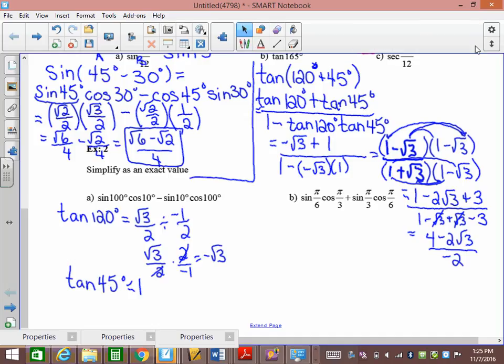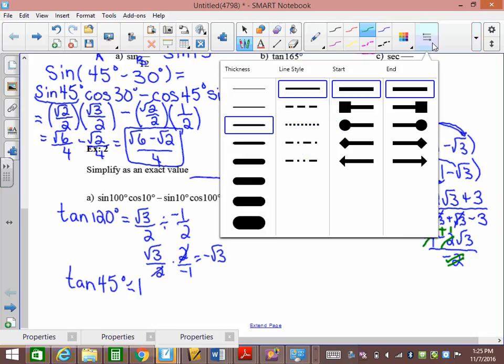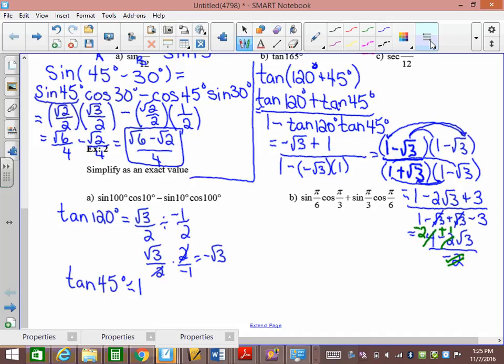I'm going to take out a negative 2 so that I'm not left with a negative 1 on the bottom, which is confusing. So if I take a negative 2 out of 4, I'm left with negative 2. If I take a negative 2 out of negative 2, I'm left with a plus 1. Negative 2 out of negative 2 cancels. So I'm left with negative 2 plus 1 root 3, or just negative 2 plus root 3.